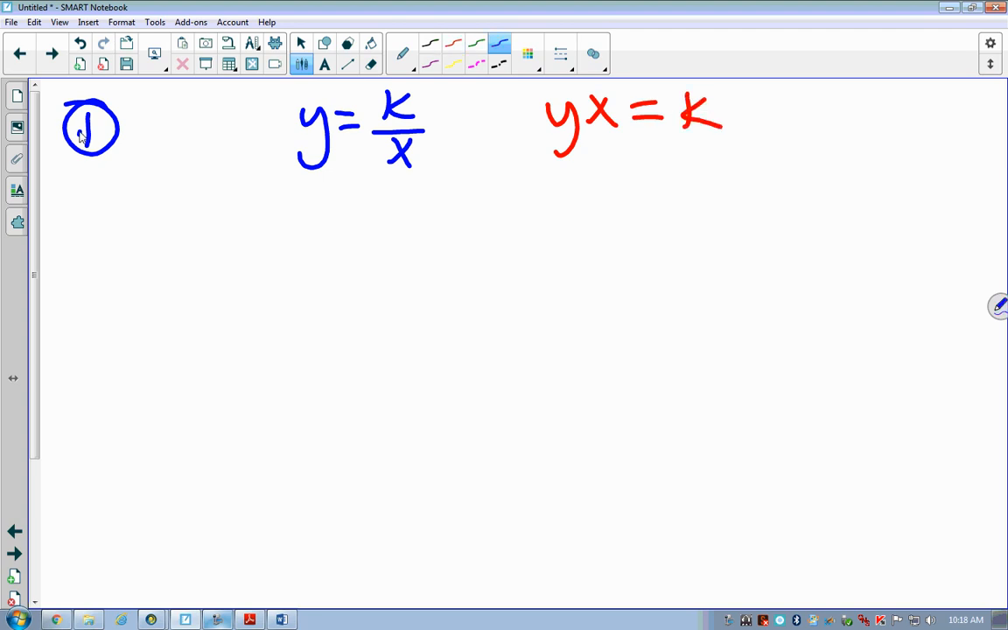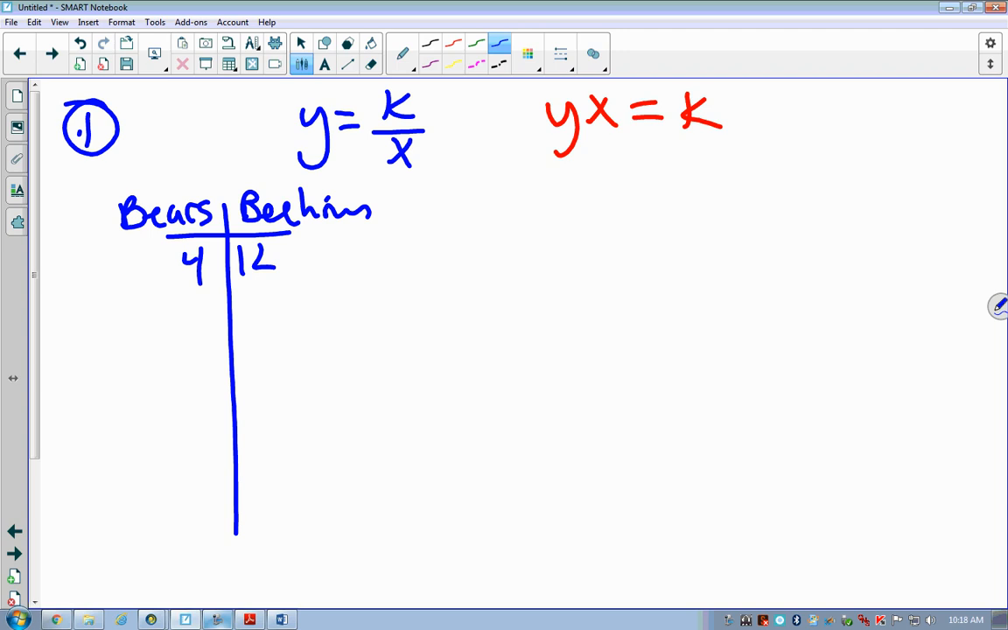All right. Our chart, which is bears to beehives, tells me I've got 4, 12, 6, 8, 8, 6, 12, 4. All right. So hopefully we see a couple of things here. Hopefully we know which one of these is my independent variable and which one is my dependent variable. Now they're really nice to you in that they don't really switch it up. What is my independent variable here? Is it bears or beehives?